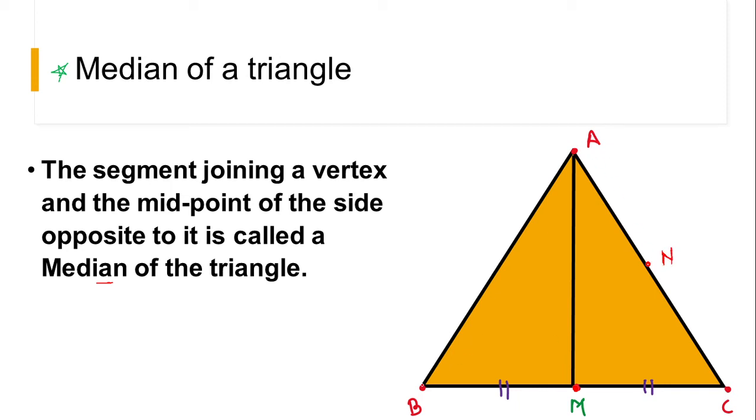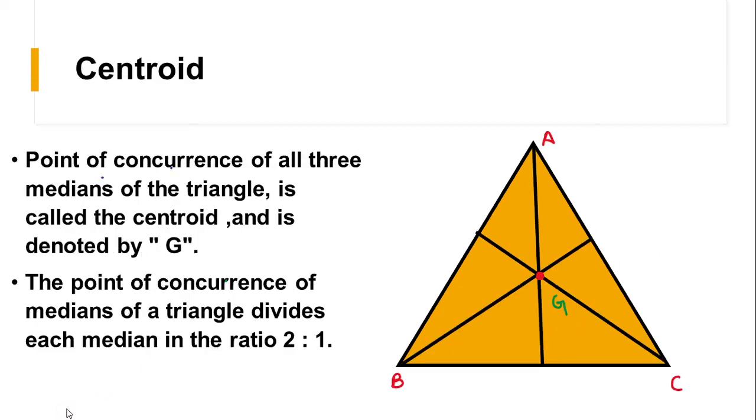Okay, and then if I draw a line joining B and N, the side opposite to B is AC, correct? So what will happen? BN will be a median. Three sides are there, so each triangle will have three medians. I hope the concept of median is clear now.